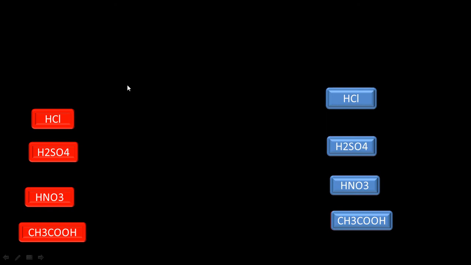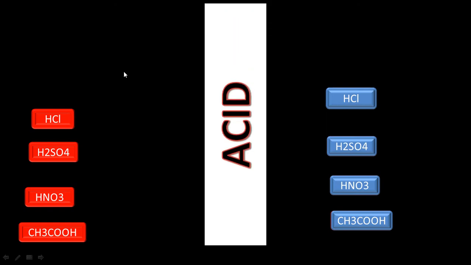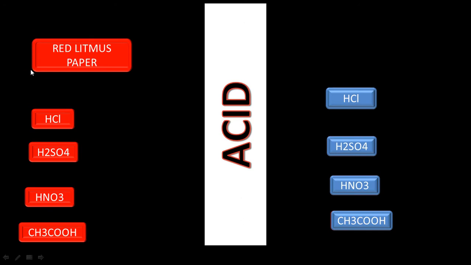Litmus papers. In acids, red litmus paper, how does it turn its color? Let us know. When we dip a red litmus paper into HCl, hydrochloric acid, what will happen? Let us see. There will be no change, unchanged.